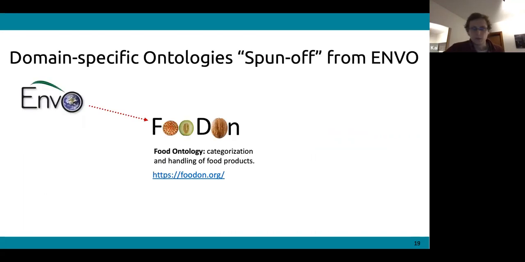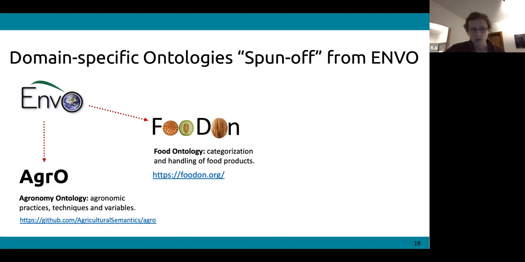And this has been done before, just to put this in context. Originally, there were a lot of food terms being requested to ENVO, and we realized that's a whole different domain. An OBO ontology should be domain specific. They shouldn't cover too much. So someone took on the project, and the food ontology was born, FoodOn, and it categorizes the handling of food products, and all that stuff got moved out of ENVO and put into FoodOn. Agro, the agronomy ontology, is a similar thing.